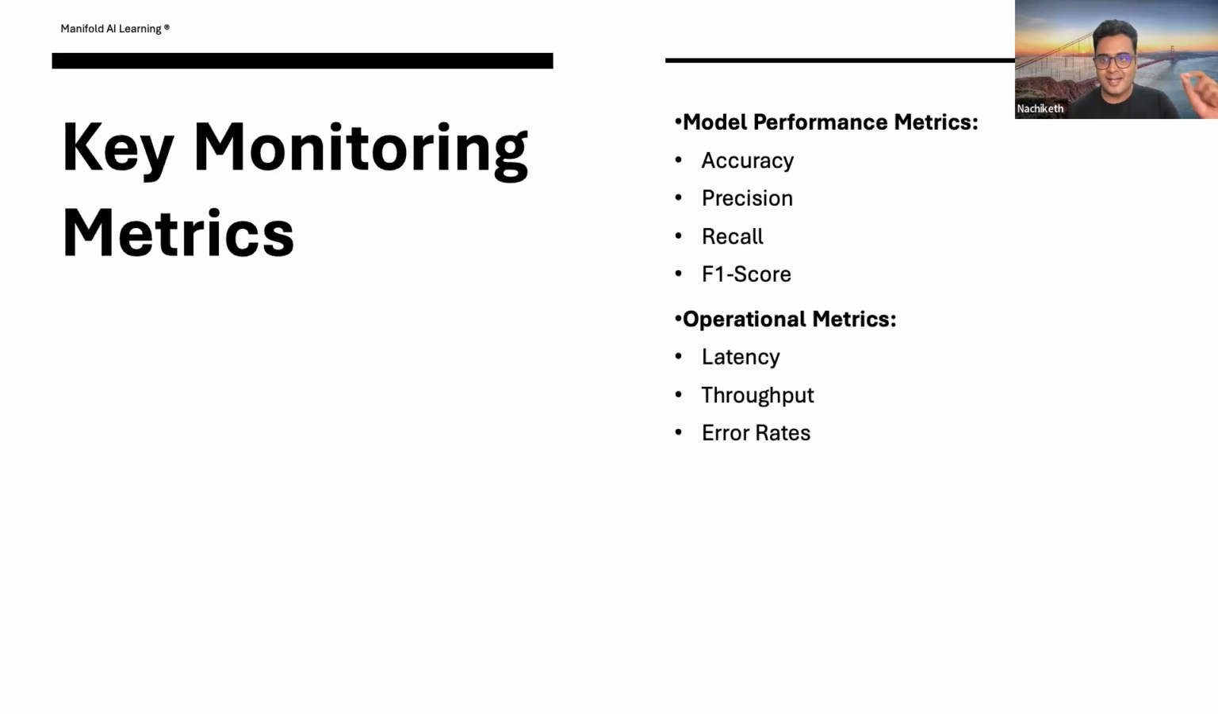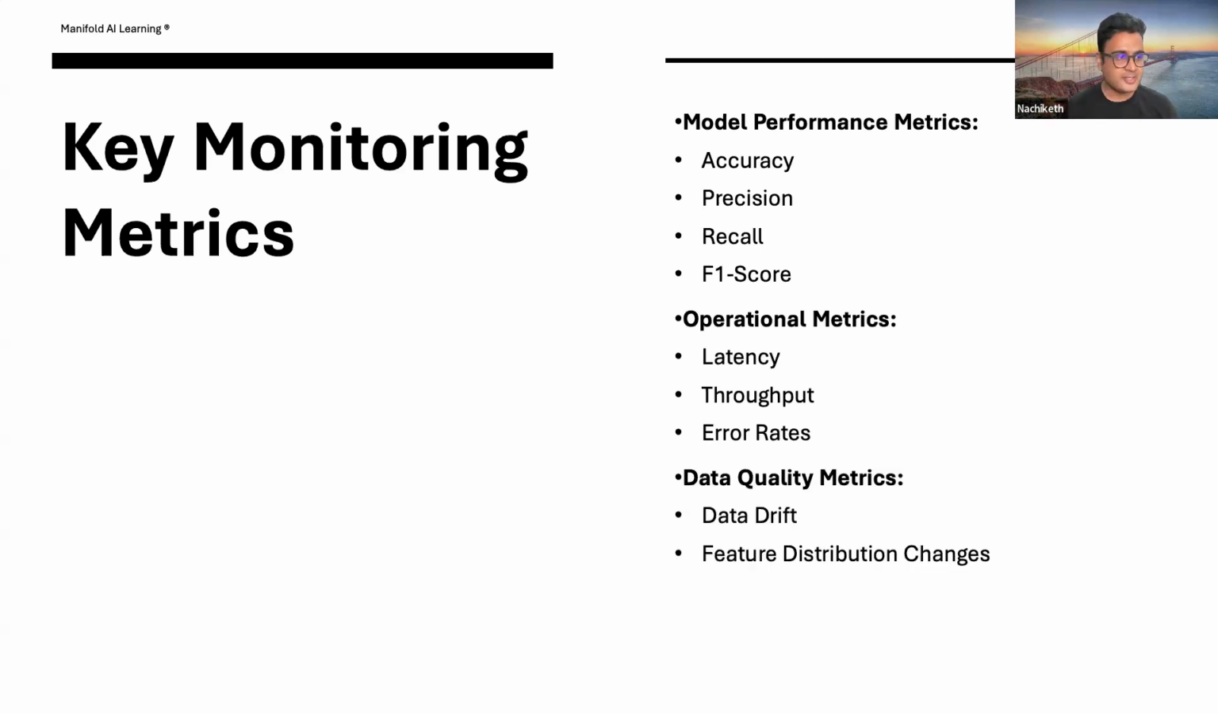Another critical aspect of our machine learning projects is the data. Here, we also have to monitor the data. It's not just the output that we have to monitor, which we generally do in a software application, right? But here, we also have to monitor the input, because data is also a key component in our machine learning project. Under these data quality metrics, we have data drift and feature distribution changes. These are the two commonly used metrics.